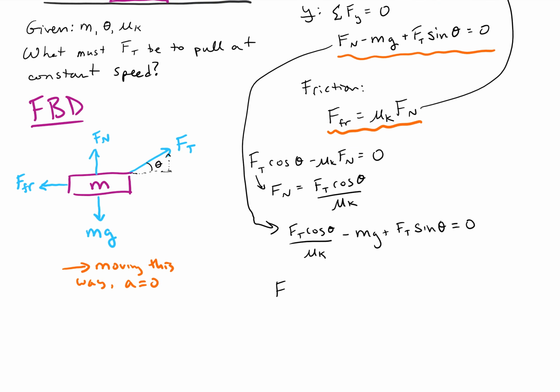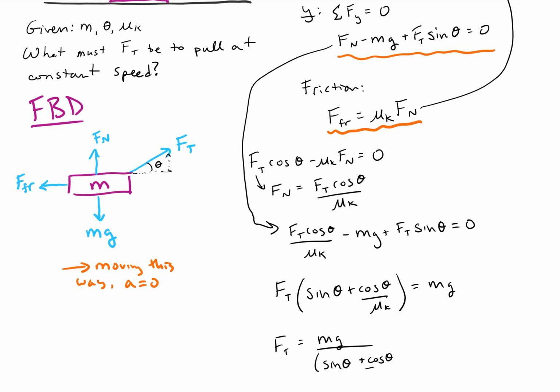I'm going to put both terms with Ft together. So Ft times sine theta plus cosine theta over mu k equals mg, or Ft equals mg over sine theta plus cosine theta over mu k. So that's how you can predict the tension force.